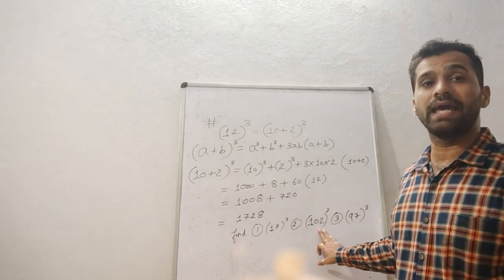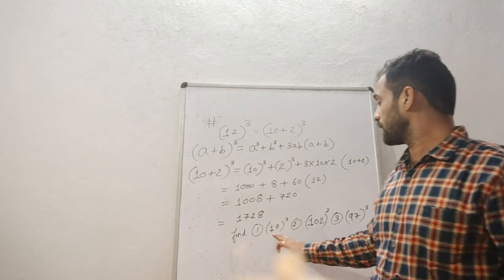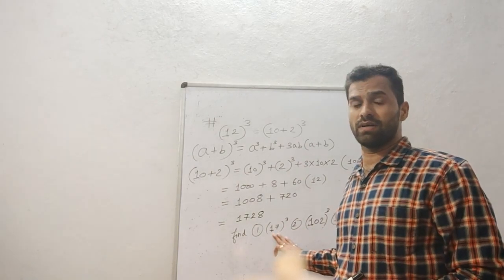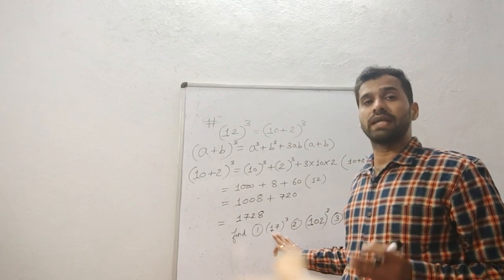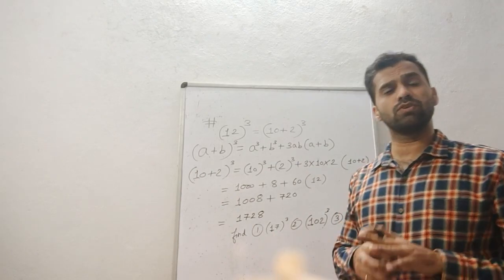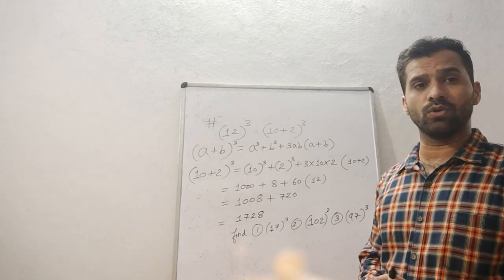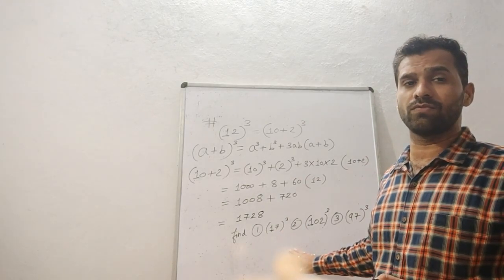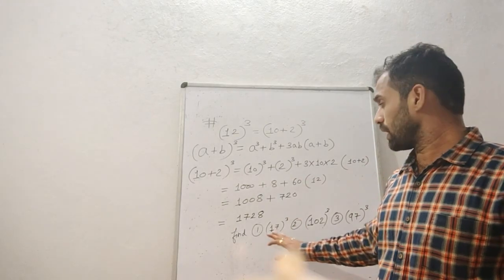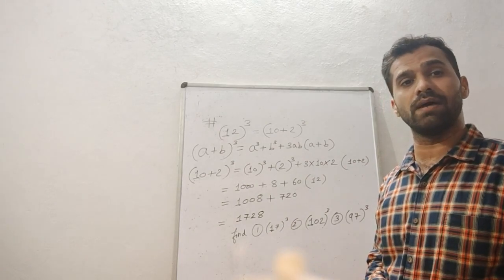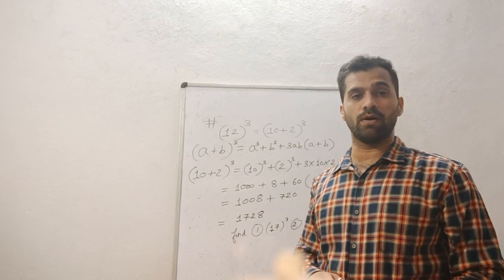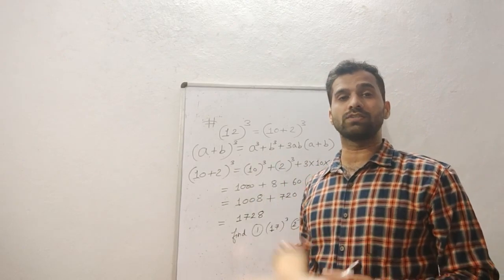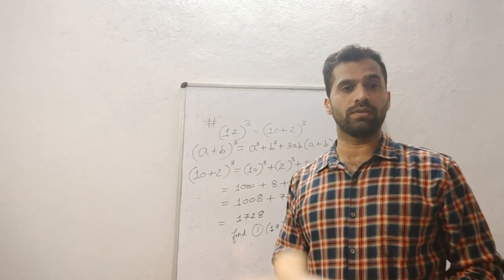Here you can apply (a plus b) whole cube, and for 17 you can apply either identity, that is 20 minus 3 or 10 plus 7. It doesn't matter, there is no compulsion for any particular identity. You can apply any of the identities. The answer will come the same. Okay. Thank you for today. In the next class, we will study further identities of the expansion chapter. Okay. Thank you very much.